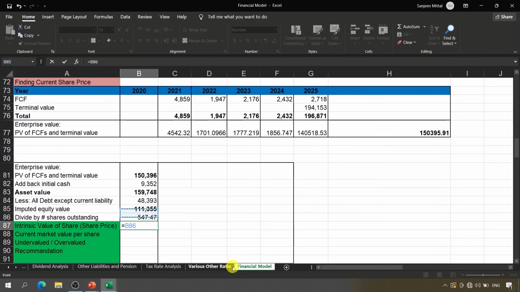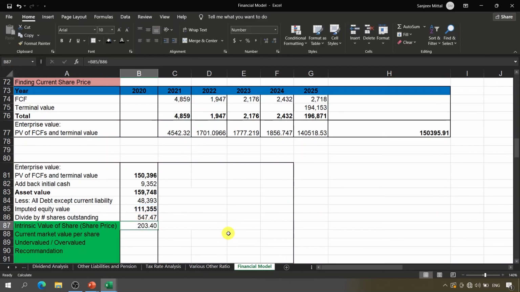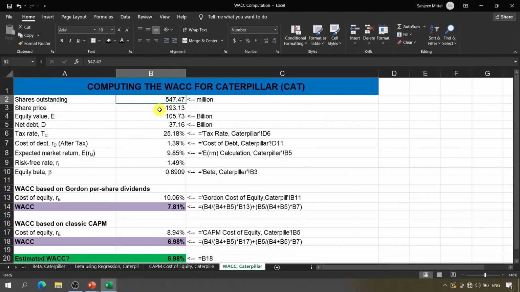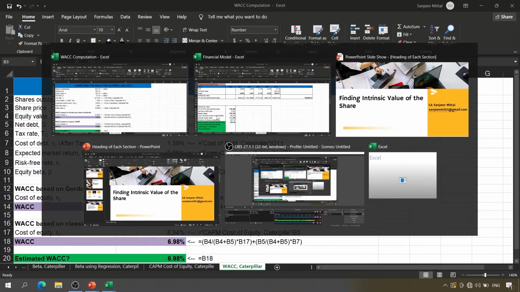So what would be the intrinsic value per share? 1,11,355 is the equity value for the overall company, and if we divide this number by our number of shares outstanding, we shall get our intrinsic value of share, which is 203.40. At the same time, if we try to find the current market price per share, we already know it from our WACC sheet, or you can simply go on Google and find it, and the current market price is 193.13.